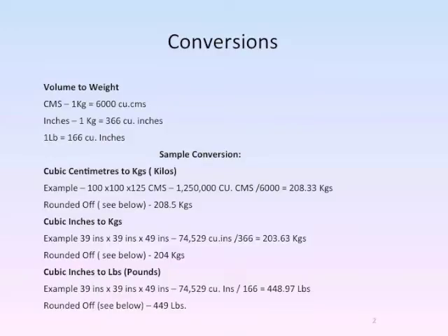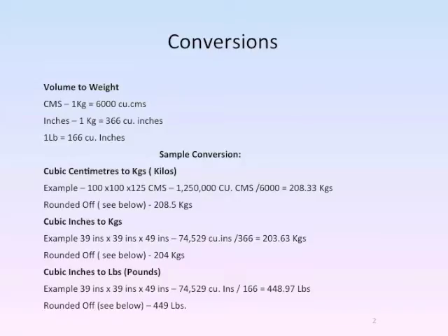Cubic inches to kilos. We multiply 39 inches by 39 inches by 49 inches. This gives us cubic inches. We divide this figure by 366 and this gives us 203.63 kilos. We round this up to the next half kilo and this becomes 204 kilos.